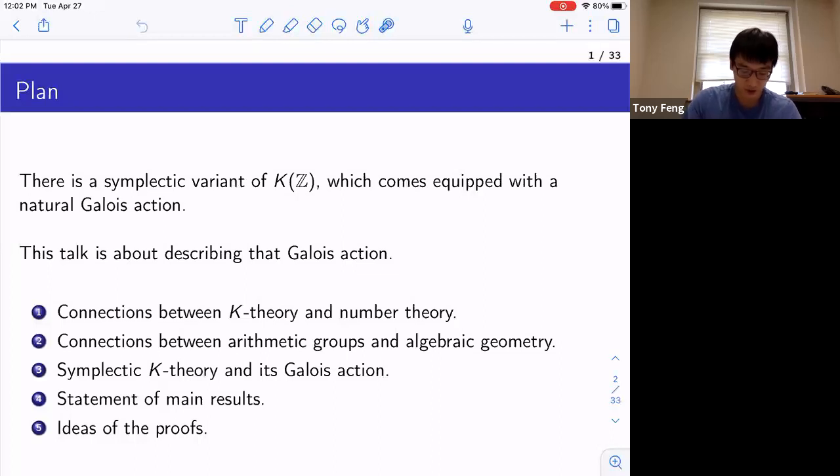And here's the plan. First, I'm going to try to present some motivation and context by talking about some connections between K-theory and number theory. And then I'm going to talk about connections between arithmetic groups and algebraic geometry. And that will set the stage for talking about symplectic K-theory and why it has this natural Galois action. And then I'm going to formulate the main results and touch on the ideas of the proofs.